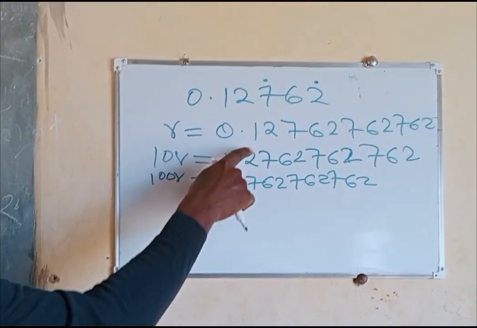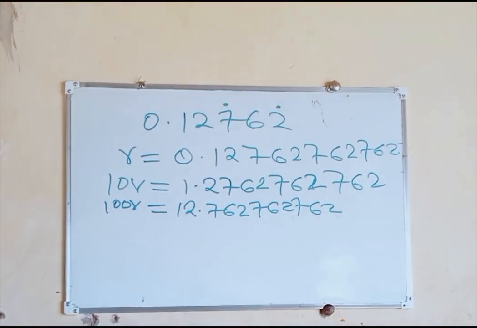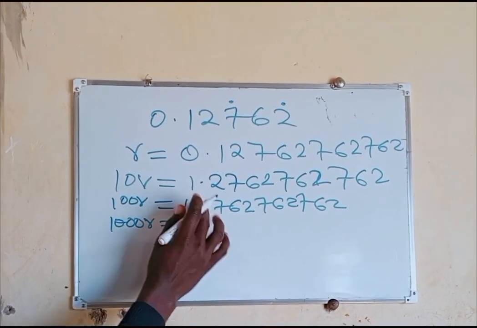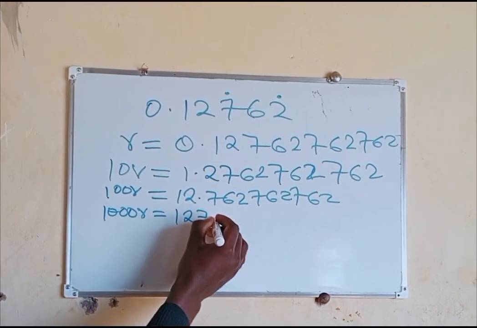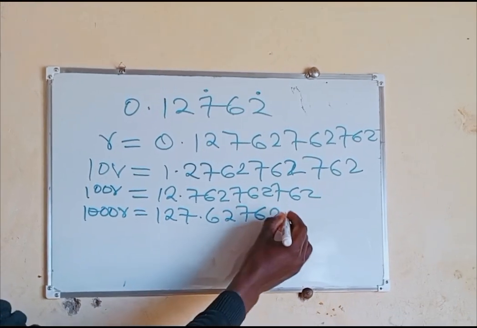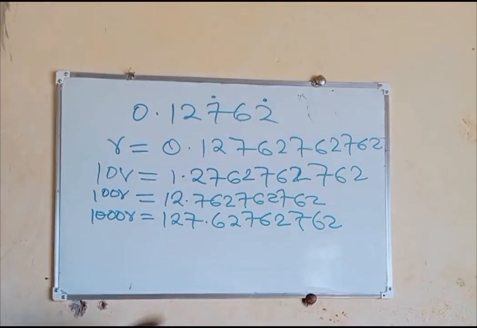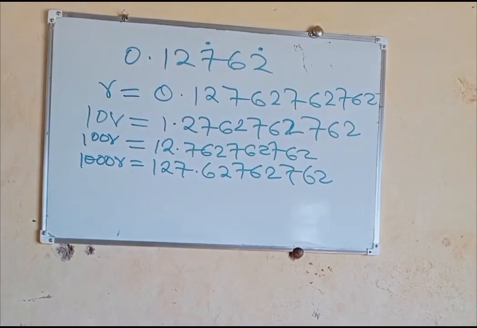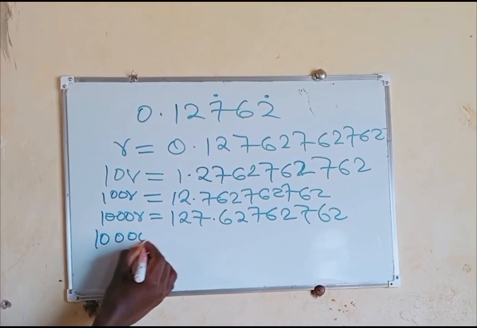So we have here 1, 2, 3. There is no similarity in the number after the decimal point. We proceed to 1000R. Again, we shift that. That will be 127.62762, and so on and so forth. Again, we can check 1, 2, 7, 6. No similarity yet. We move to 10,000R.